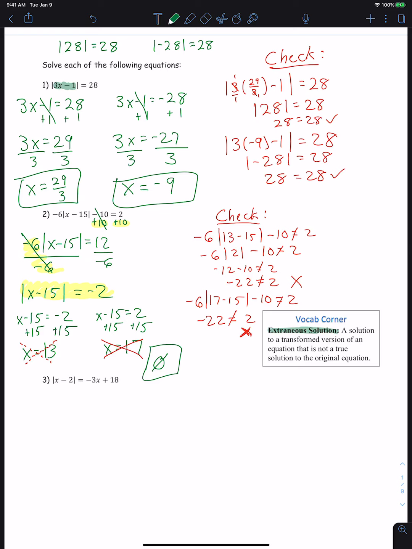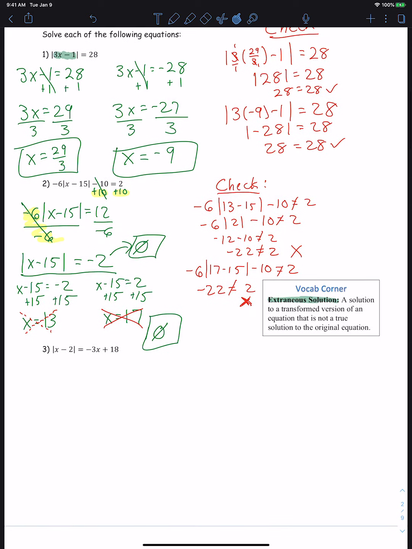So you might keep on solving. Just make sure you check, because then you will see both my answers are not actual answers. So there is no solution. That's why it's very important to always check absolute value equations. So let's do the last one on this page.